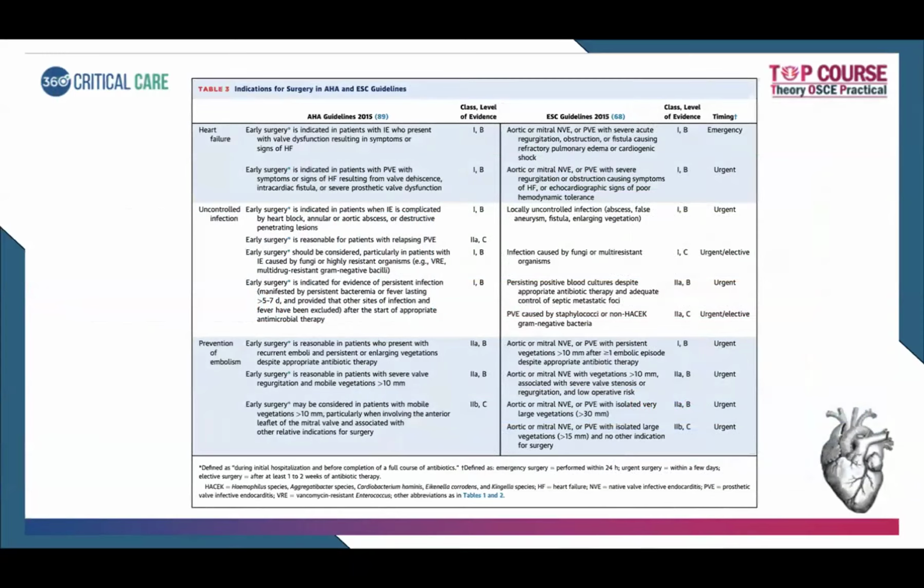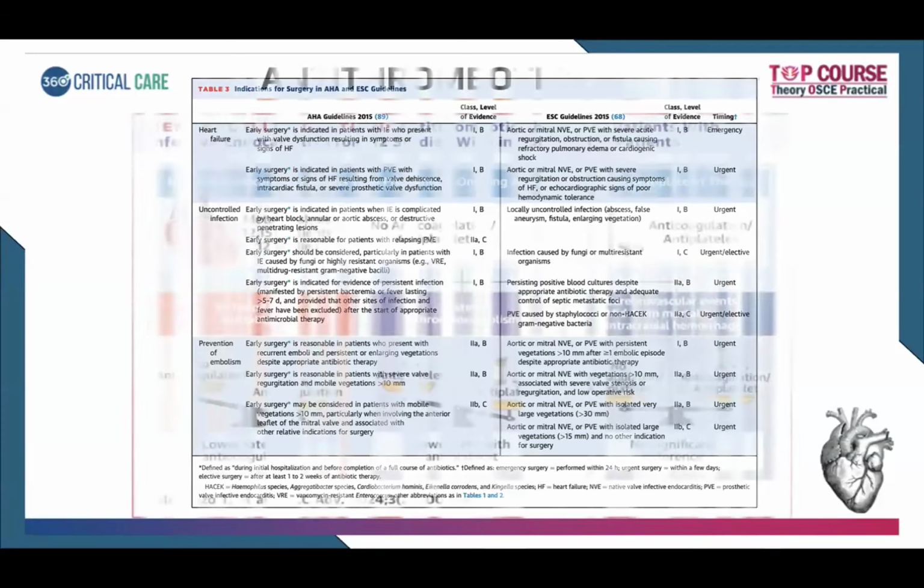Early surgery is indicated when the patient is having severe heart failure, or an uncontrolled infection in the form of abscesses, relapsing infective endocarditis, or highly resistant organisms like fungi or multi-drug resistant gram-negative organisms. Then you have to refer them for surgery. And if an embolic phenomenon is seen with a vegetation of more than 10 millimeter, then you are going to refer them to surgery with a prior 2 weeks of antibiotic continuation.